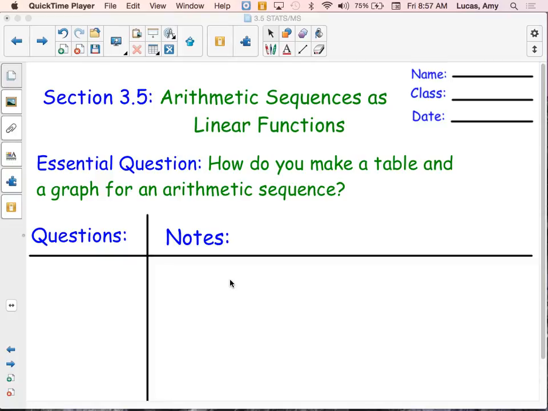Section 3.5, Arithmetic Sequences as Linear Functions. Our essential question today is how do you make a table and a graph for an arithmetic sequence?